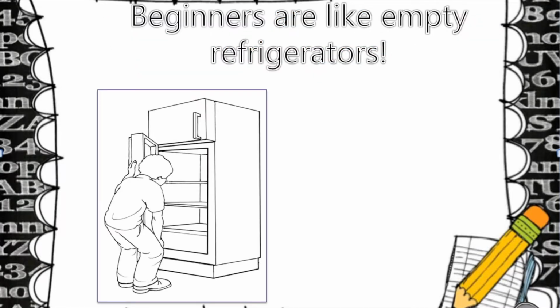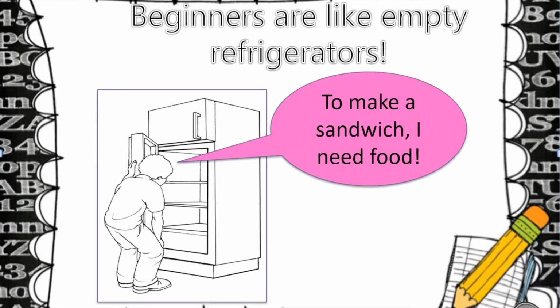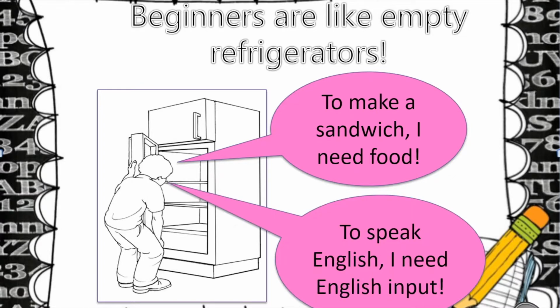Beginners are like empty refrigerators. They don't know anything. So this boy says, to make a sandwich, I need food. To speak English, I need English input. Input is the food that we give the learners for their brains. And so we need to put something in their brains before they can make English.